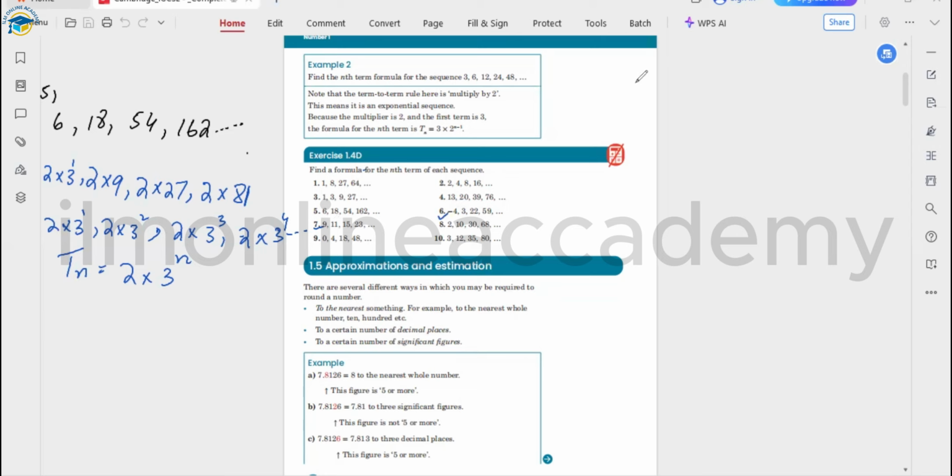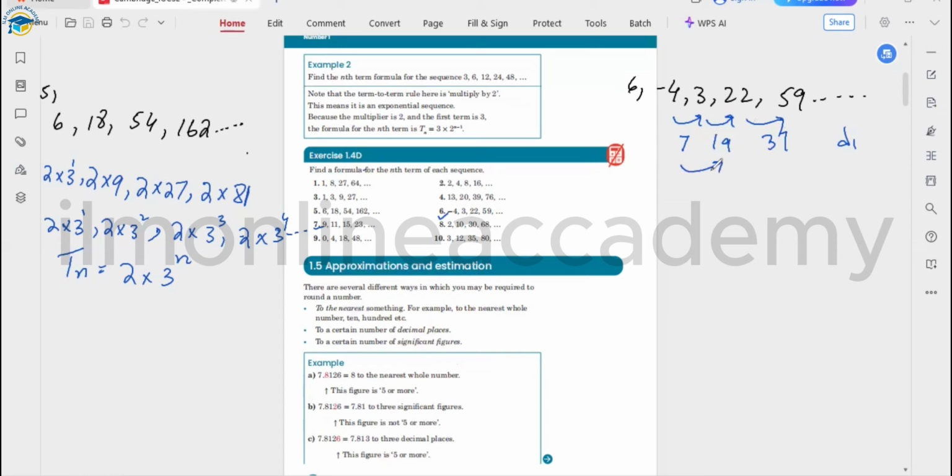Part number 6 is given as negative 4, 3, 22, 59, and so on. So let's take out the differences. The first difference: as your first number is negative, 3 minus negative 4 will be positive, so it will be 3 plus 4, which is 7. Next is 22 minus 3, so it will be 19. For the next difference, from 59 we subtract the previous number, 22, and it's coming 37. This is your difference 1.